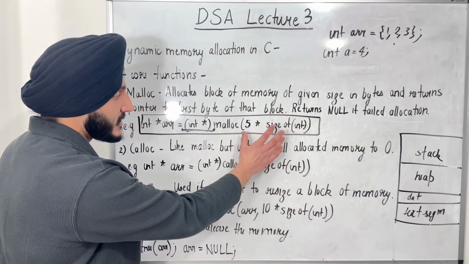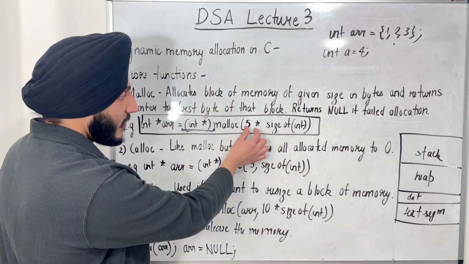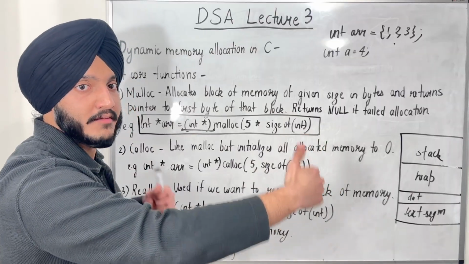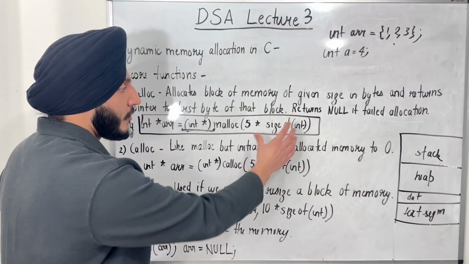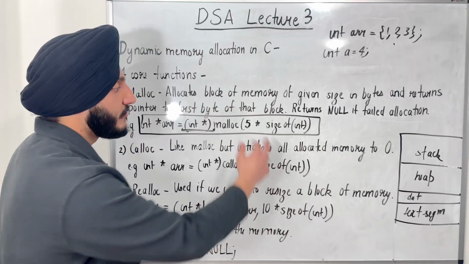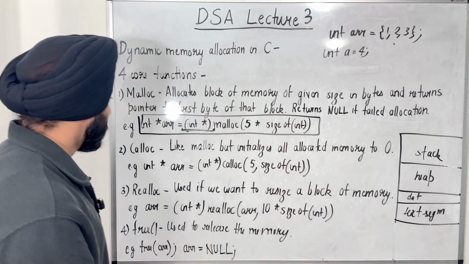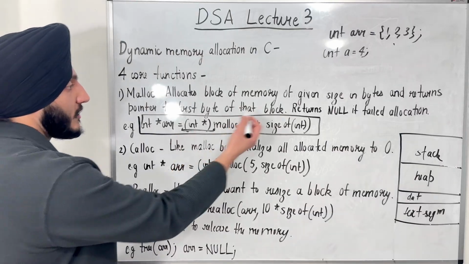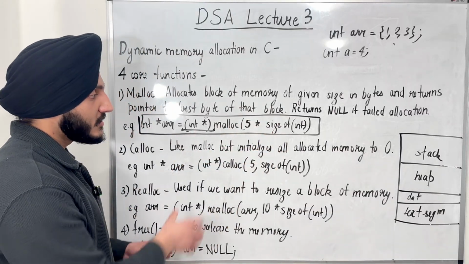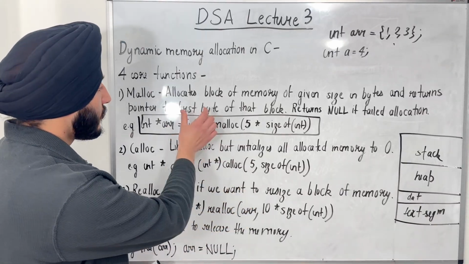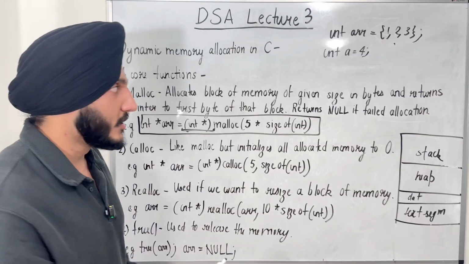So what I mean by this is, 5 multiplied by size of integer, so reserve a space for me for 5 integers. If I wanted a space for different characters, then I would say 5 multiplied by the size of char in this case. Okay, so let's try to understand what the next part means. If this successfully returns, it's going to return the pointer to the first element, to the first byte of that block.